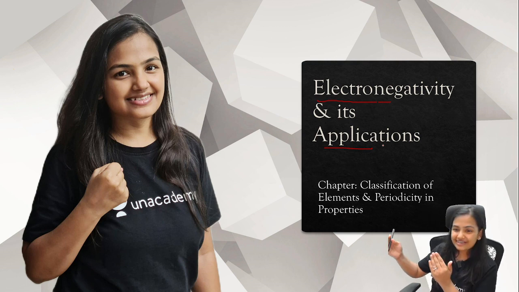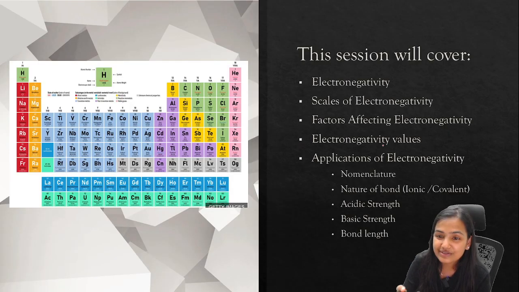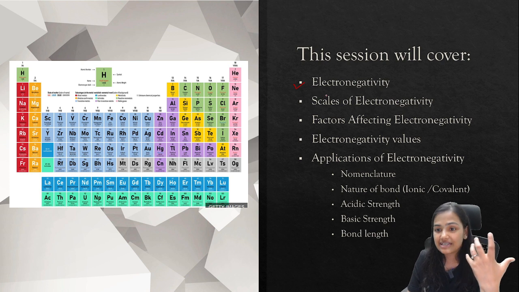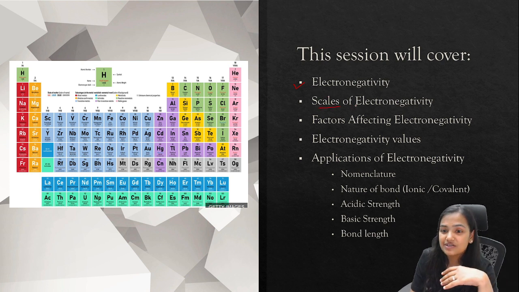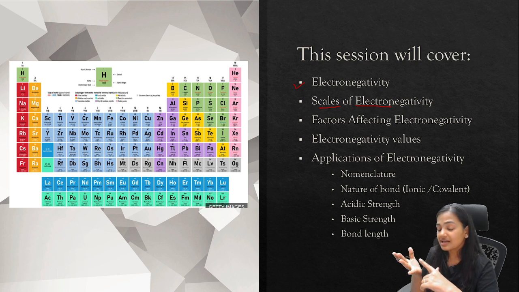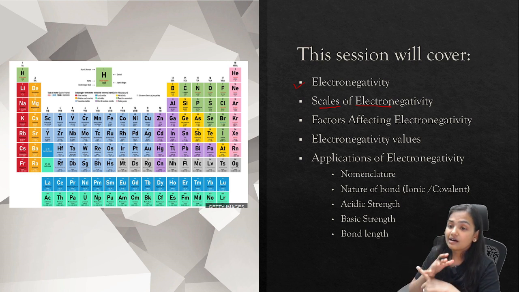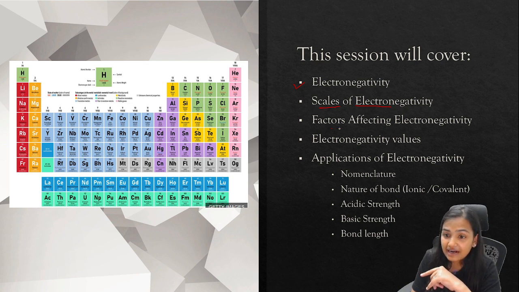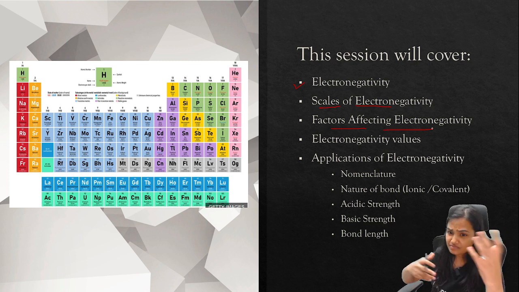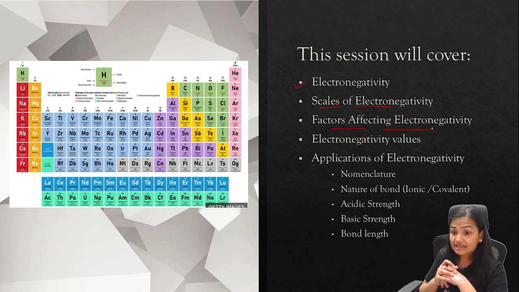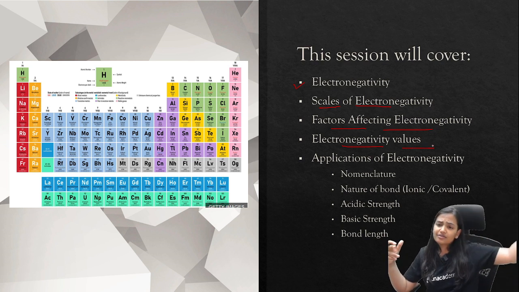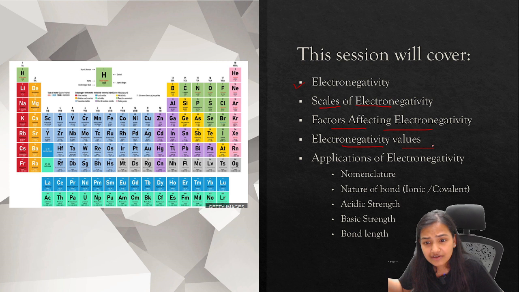So let's move ahead and see what we are going to learn in this whole session. We will focus on what electronegativity is, which I already told you, and the scales of electronegativity, how we can measure it. There could be the Mulliken scale, the Allred-Rochow scale, and the Pauling scale. What are the factors that affect electronegativity, whether it increases or decreases, and who plays an important role in determining it. Electronegativity values: you might know that fluorine is highly electronegative. How do we say fluorine is highly electronegative?